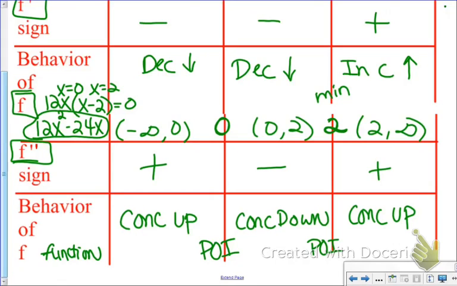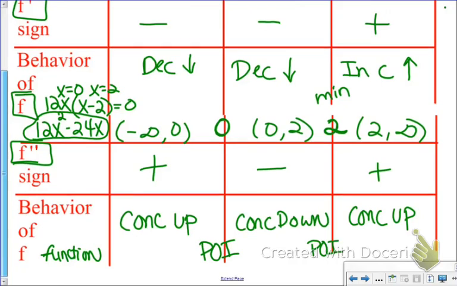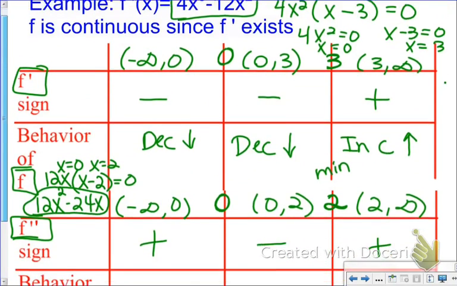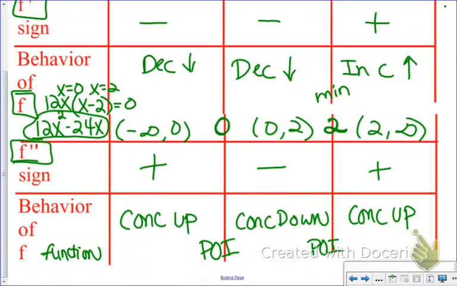Now notice, at 0, it wasn't a minimum or maximum, but it's still an important point on the graph because down here at the second derivative, it becomes a point of inflection. So it is an important point, but it didn't show up as a minimum or maximum because it's a point of inflection. It's where it changes concavity at 0. You'll see that a lot at 0. It may not come up to be a min or max, but typically it's still going to be an important point on the graph. It'll show up as a point of inflection.